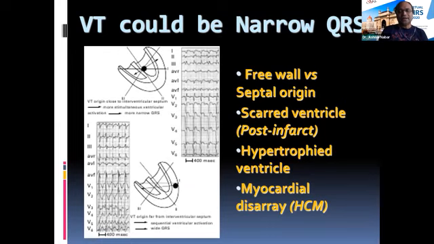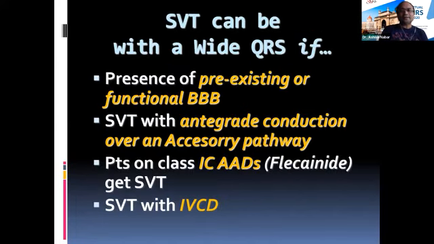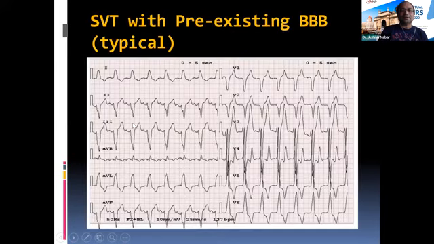So VT, a narrow QRS tachycardia can be a VT also. So remember that. And some of these things that we said already, an SVT can be a broad QRS because of the bundle branch block, because of antegrade conduction of the accessory pathway, because of drugs which slow the intramyocardial conduction. You can have an SVT with a wide QRS tachycardia. So width of the QRS does help you.